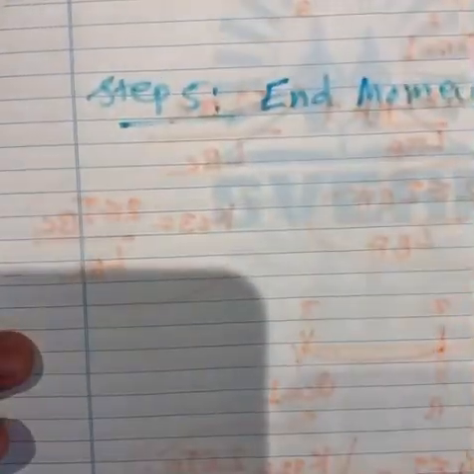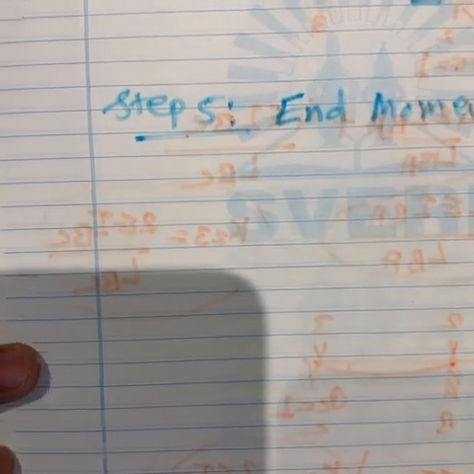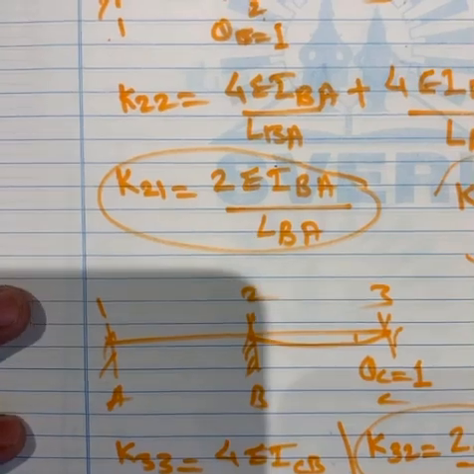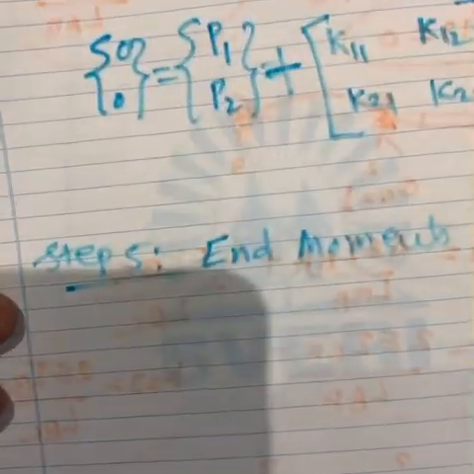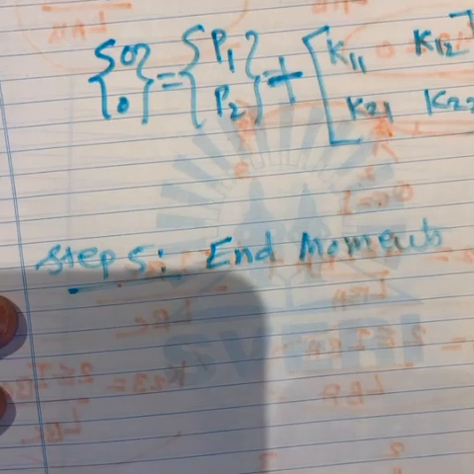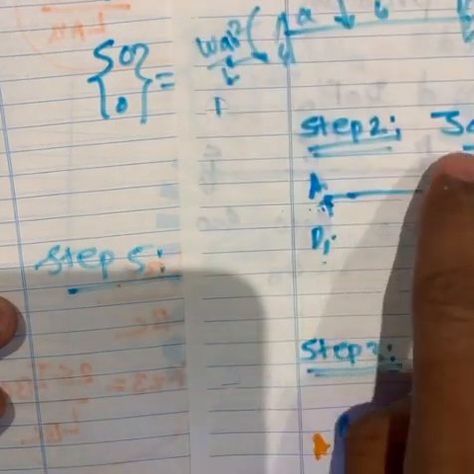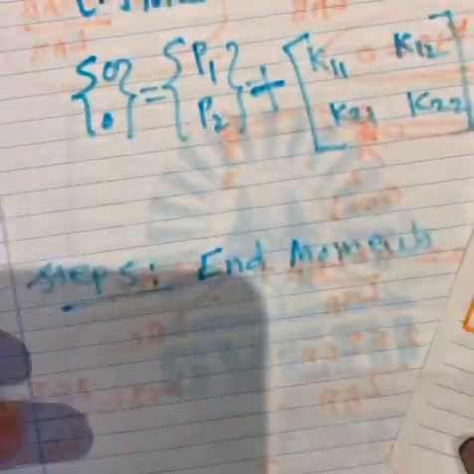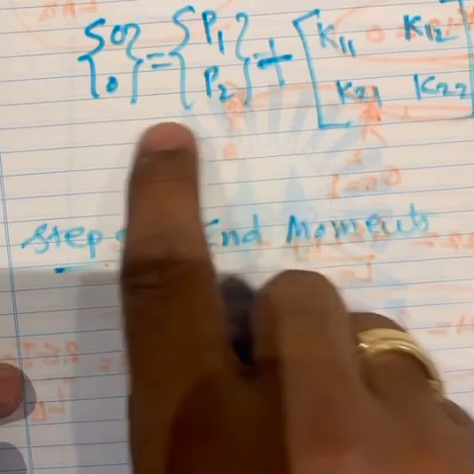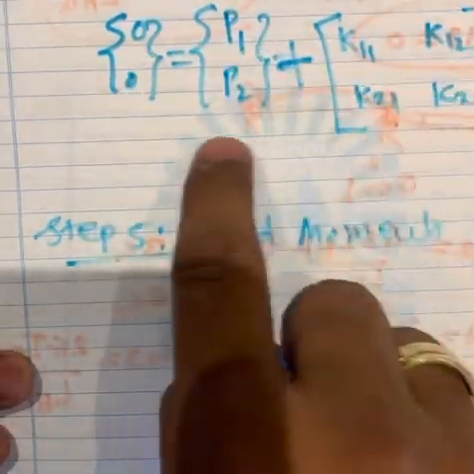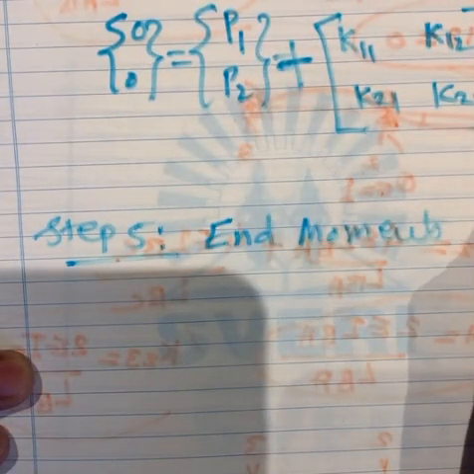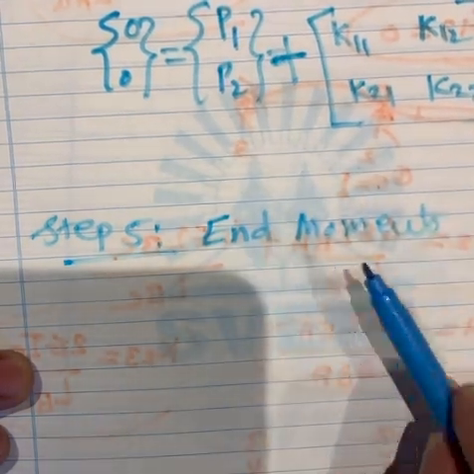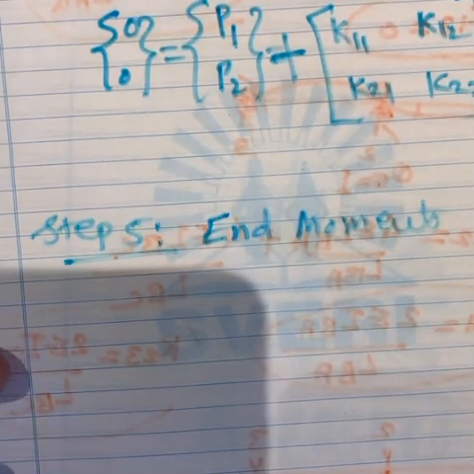In another example we have taken, we have 3 degrees of freedom. Once we get the joint loads from step 2 and the stiffness matrix from step 3, we can solve these equations and get the rotations, that is theta A, theta B, whichever is free. Then using these displacements we have to find out the end moments. How to do that we will see in the next lecture.